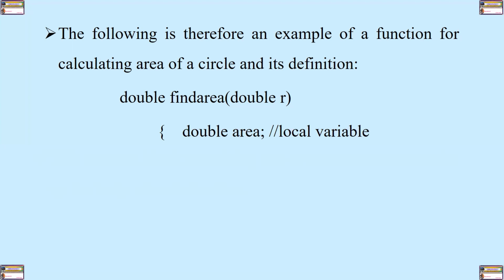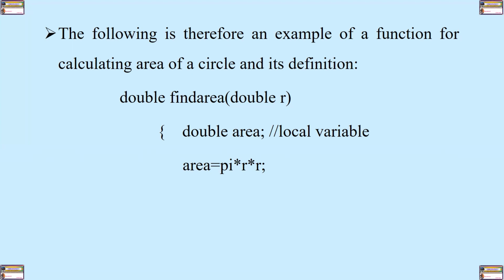It is a local variable. The content that is going to be stored in this memory location called area will only be used within this function called find area. And once the work of find area is over, that memory location will be lost. It will be done away with. So this memory location called area is going to store a value of type double. Remember, double is a value with a fractional part.